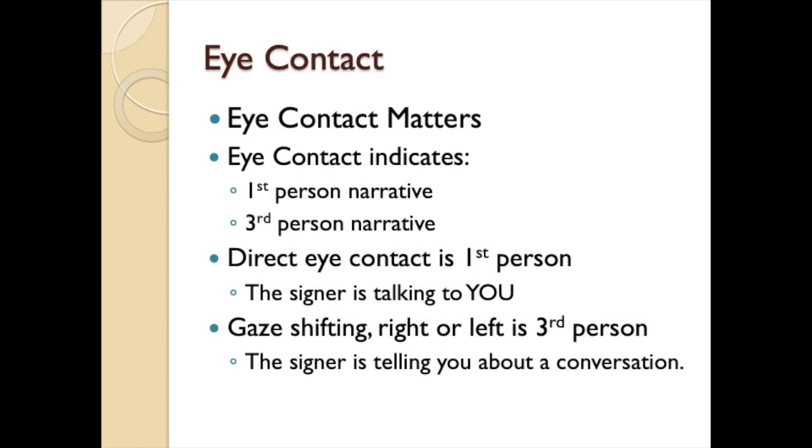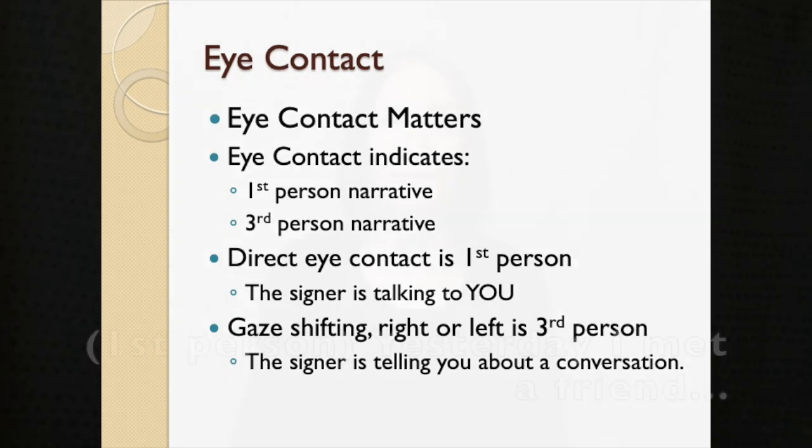Your eye gaze and facial expression provide vast amounts of implicit information, but it is your eye contact that indicates whether the signer is in first or third person narrative. When the eye contact is direct and straight, they are telling you about it. But if the signer's eye contact shifts and they're looking either right or left, that means they are now in third-person narrative, telling you about what happened.